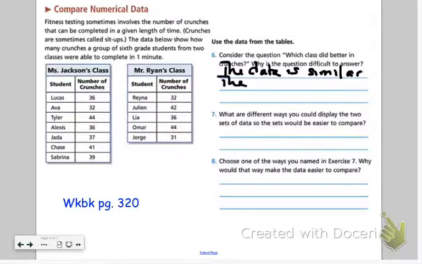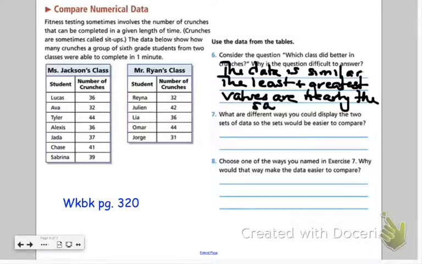The least and greatest values are nearly the same. If you look at Miss Jackson's class, it looks like the least number of crunches was, I think, 32, and the greatest was 44. And if you look at Mr. Ryan's class, the least was 31, and the greatest was 44. So they are very, very similar.